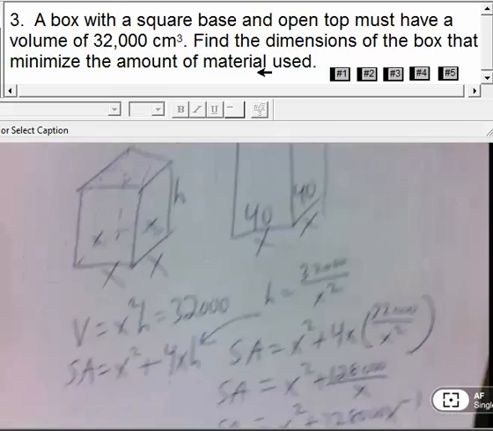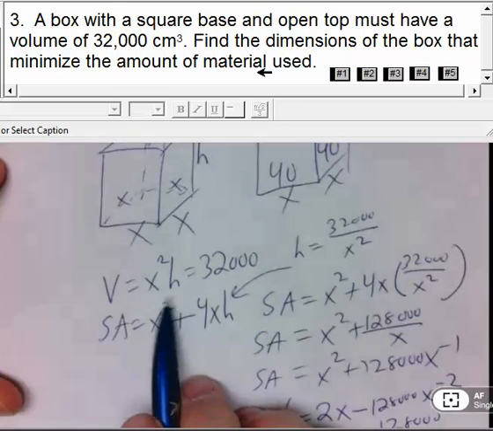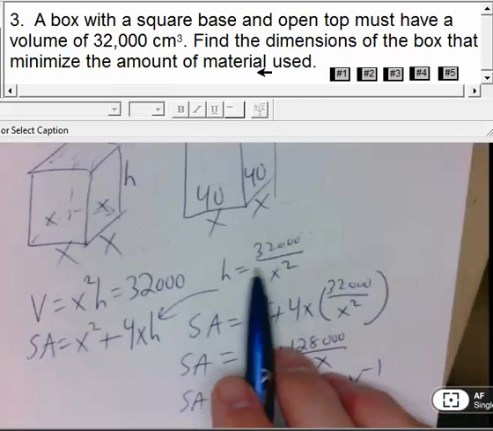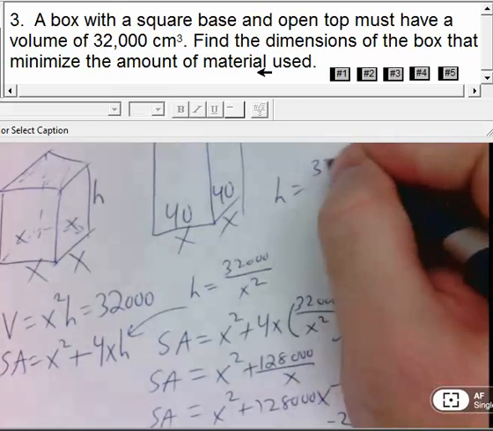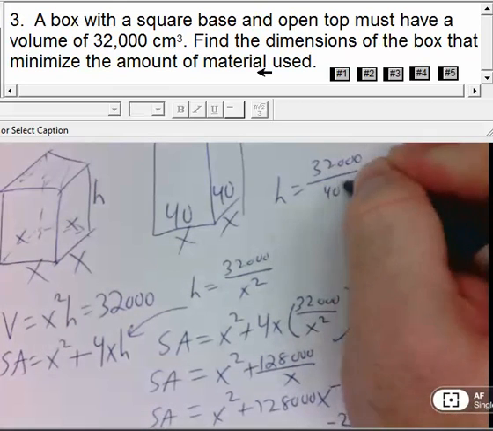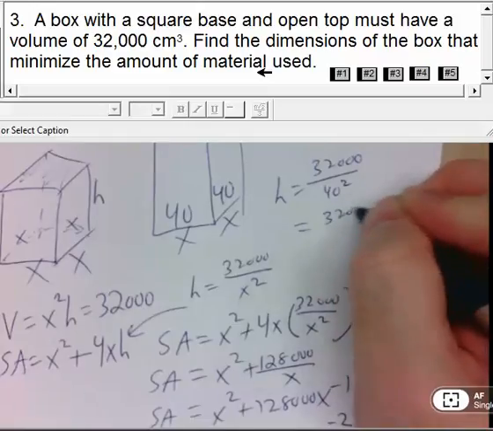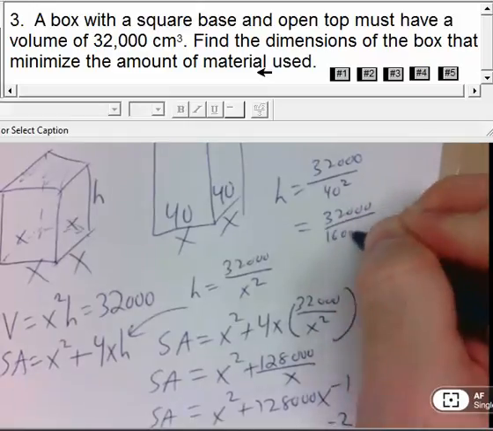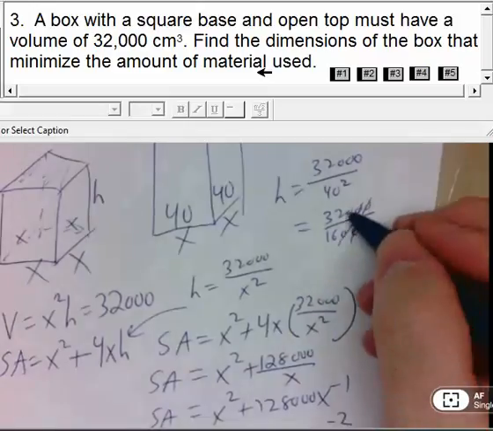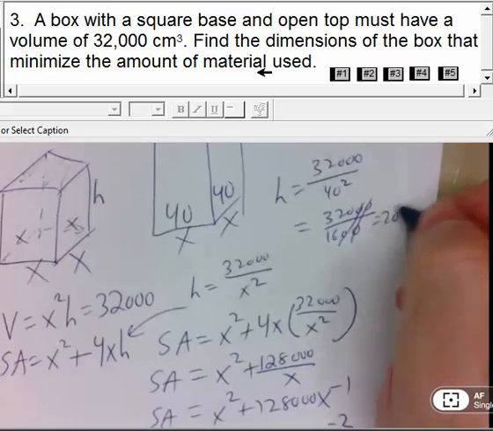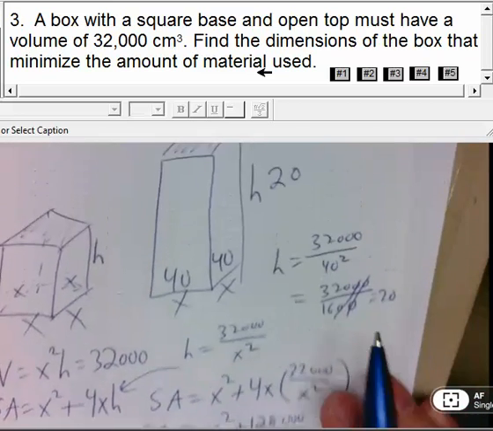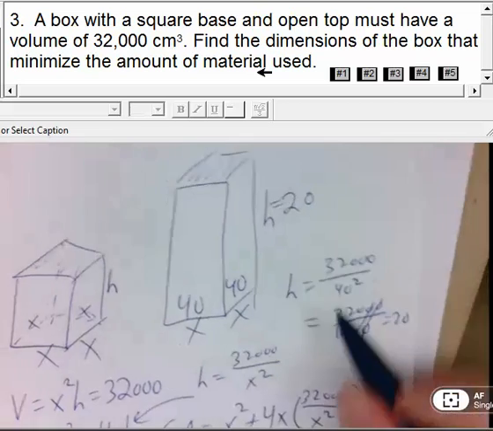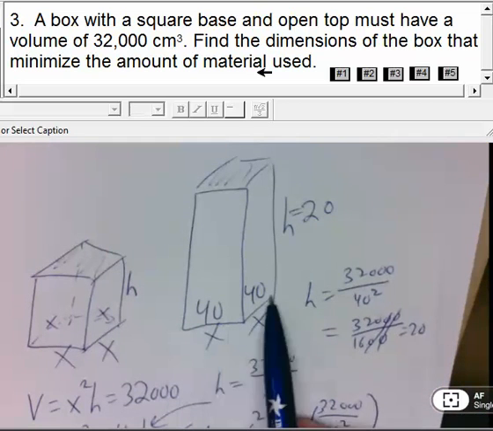Well, to get the something, I can go back to my original equation. Actually, I could do it here. It'd probably be easier to do it here, right? H equals 32,000 over x squared. So H equals 32,000 over 40 squared. So that's 32,000 over 1,600. Clean that up. 320 over 16 is 20. I didn't draw it to scale. Oops, H is 20, sorry. Okay, so it's 40 by 40 by 20.